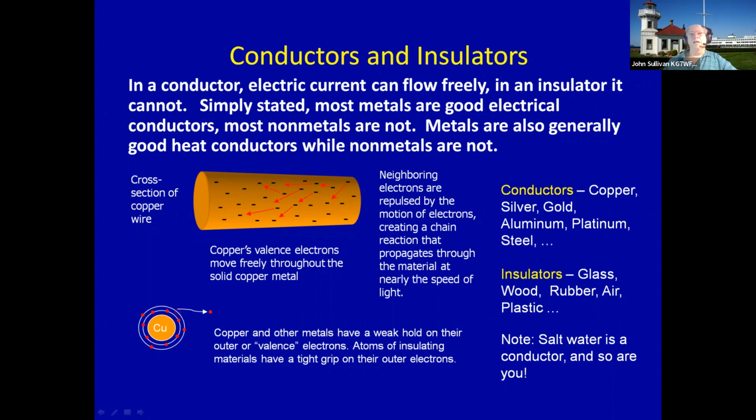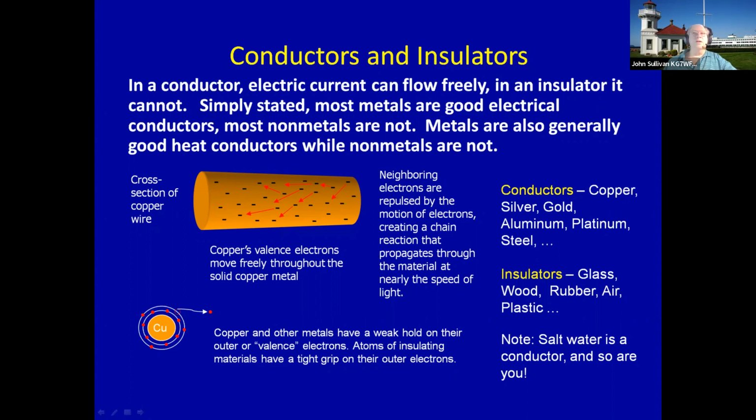So a conductor has what are referred to as valence electrons or outer electrons, and those materials have essentially a weak hold on those electrons. Those electrons can move and they strike neighboring electrons, and it causes a motion and a chain reaction that flows over the surface of that conductor. Whereas an insulator, that doesn't happen, so the electricity doesn't flow.